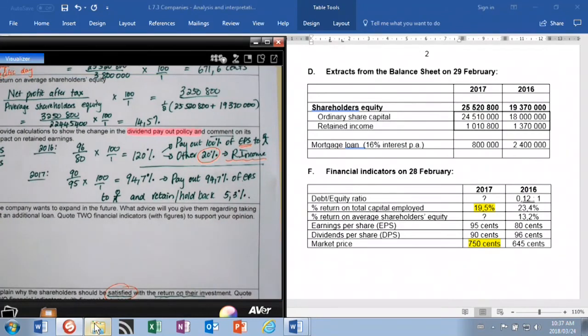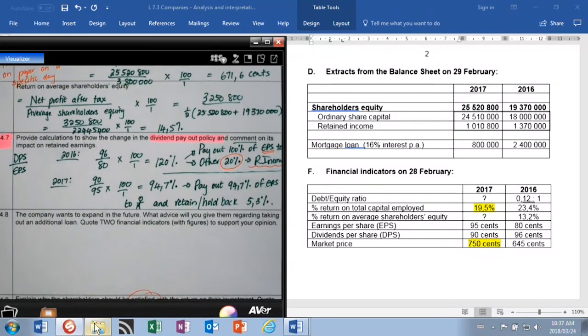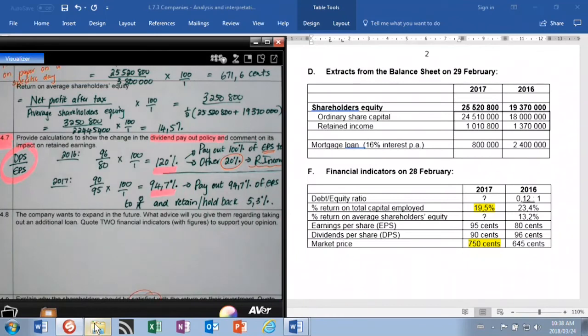in the company. They love to ask this question. So please make sure that you understand what you must do. You put the DPS on the EPS. That is the first thing that you do. Then you times it by 100 to get a percentage. And then you just say something about it.